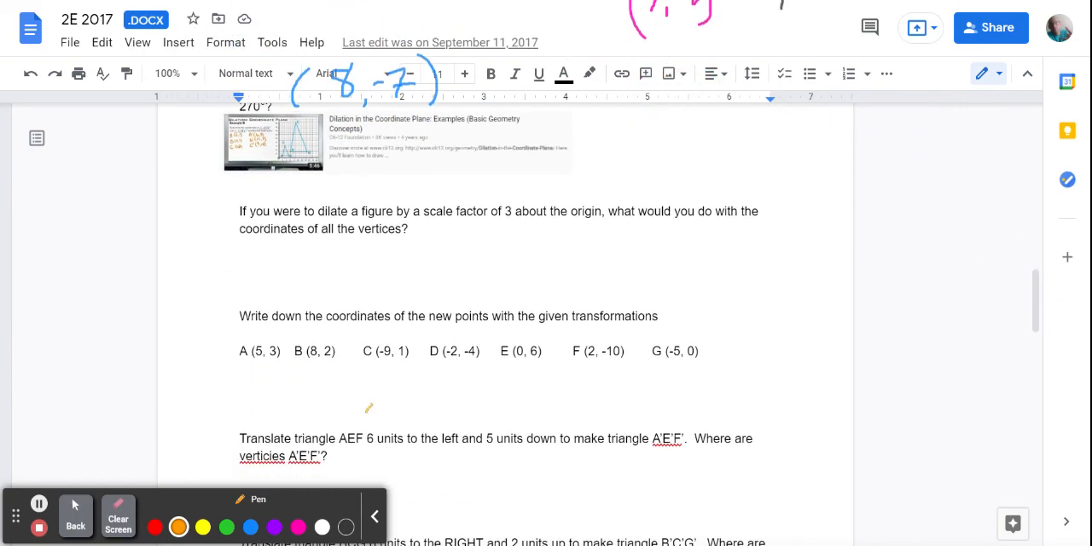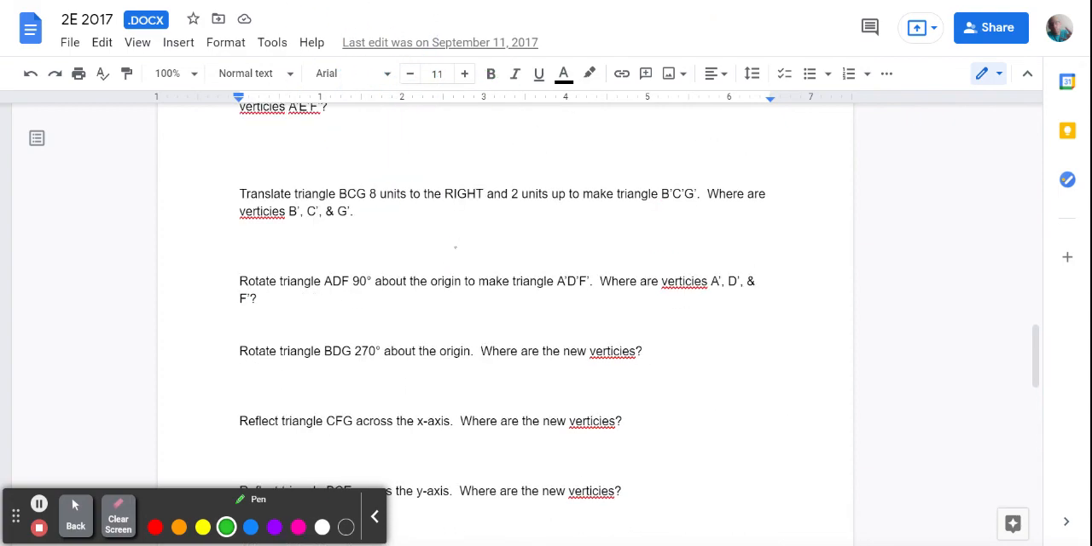Last one, if we were to dilate, that makes it bigger or smaller. Now we're doing it about the origin. Sometimes we'll do it not about the origin, so that'll change a little bit. What would we do to the coordinates of all the vertices? Well, we would just multiply the coordinates by 3, or by whatever the scale factor of the dilation is. Dilation is when we make a shape bigger or smaller, depending on the scale factor. If the scale factor is bigger than 1, it gets bigger. If it's less than 1, it gets smaller. And so we just multiply all the x's and the y's by our scale factor right there.